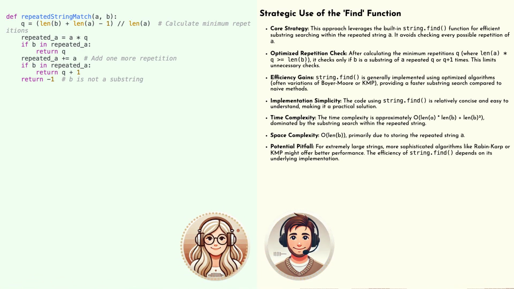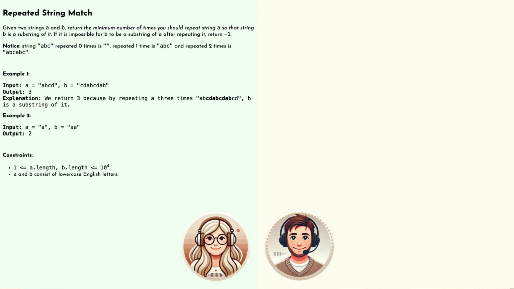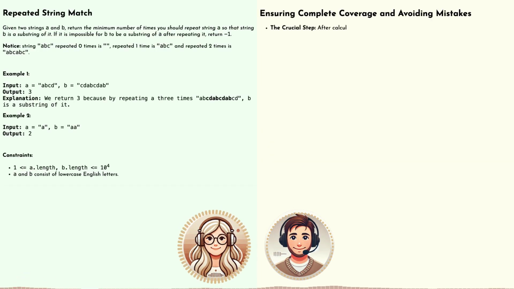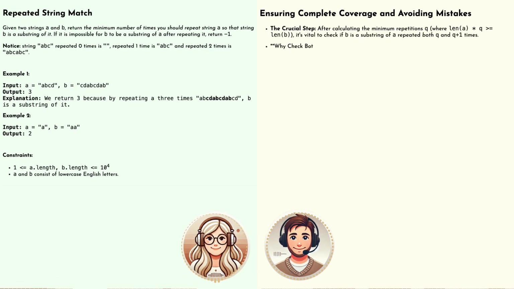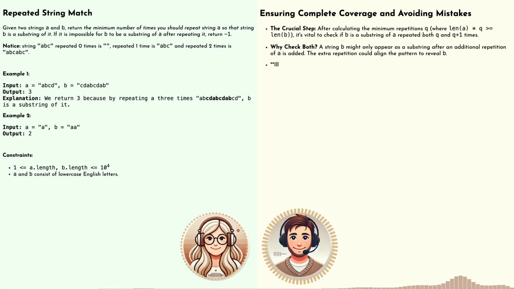I like it. But wouldn't we still have to build at least part of that repeated A to use with find? So, like, how much of it do we actually need to build before we start searching with find? That's a great question. It comes down to understanding how find works. Remember, we're looking for the first time B shows up in A. That means if B is there at all, it's got to start within the first length of A. Okay, yeah, I see that. So its starting point has to be in that initial part of A.